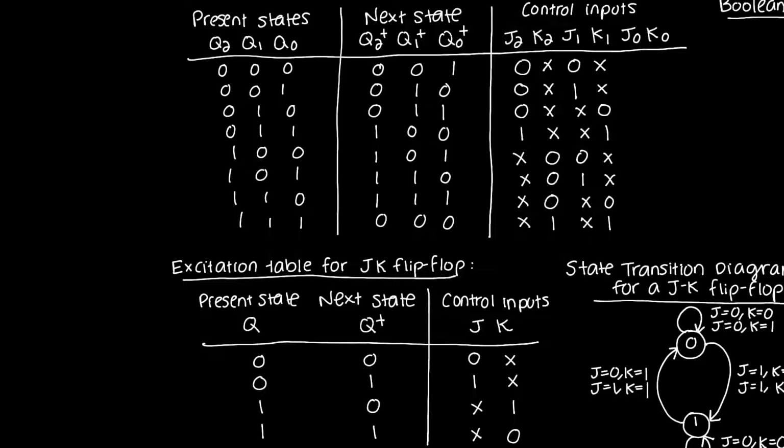J0 and K0, I am looking at present state Q0 and next state Q0. So 0 to 1, that's 1x. Now I have a 1 to 0, so that's x1. I have a 0 to 1 again, which gives me a 1x. I have a 1 to 0, which gives me x1. And I'm going to just fill them all out in the same way. There we go.